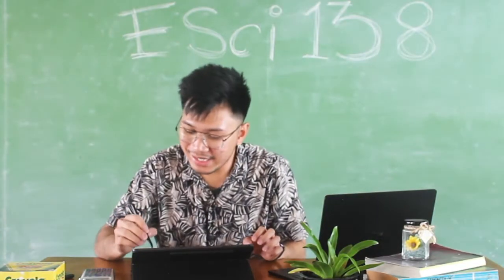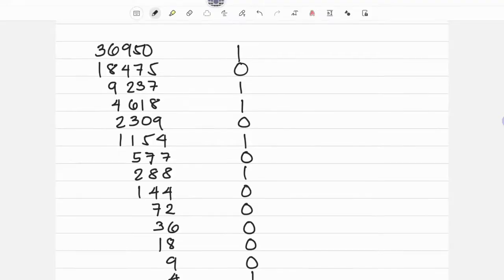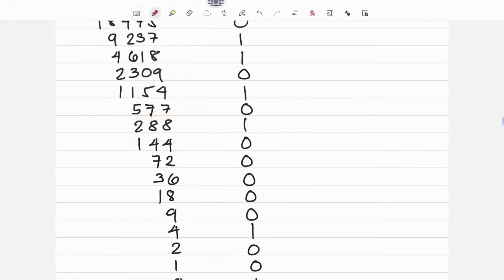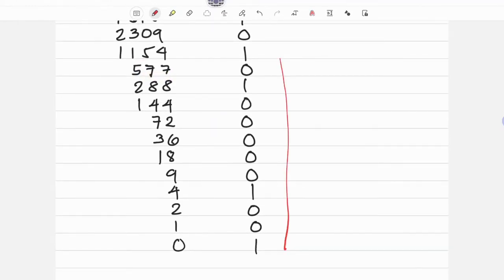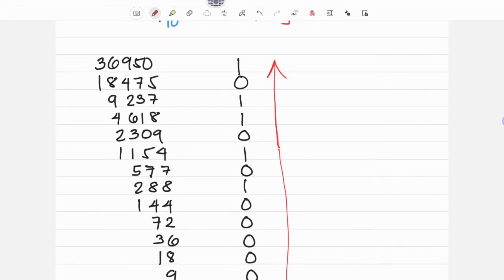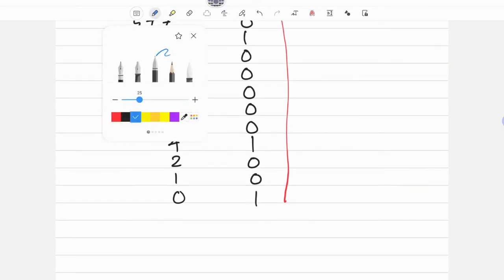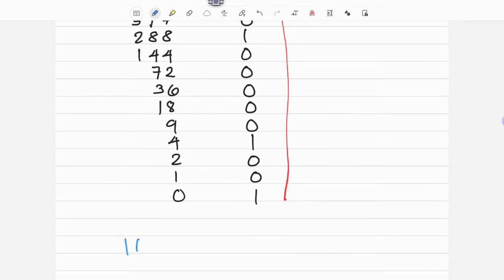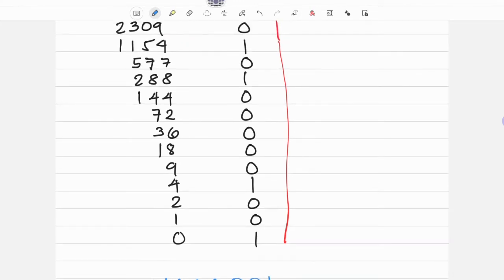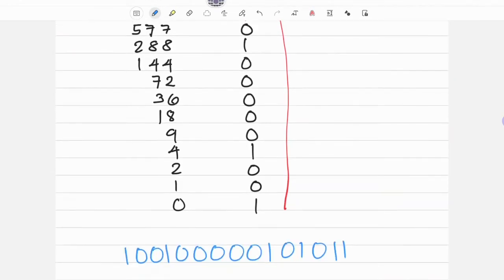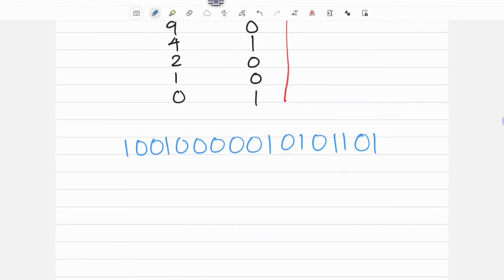So how are we going to express this in binary? We have seen the remainders, so we have to read it from bottom to top. So therefore, this is expressed in binary as 1,0,0,1,0,0,0,0,1,0,1,0,1,1,0,1. And this is in base 2.